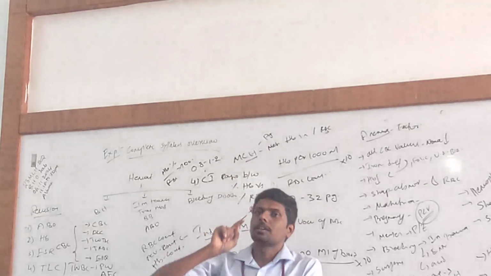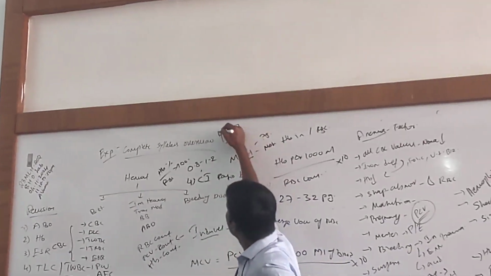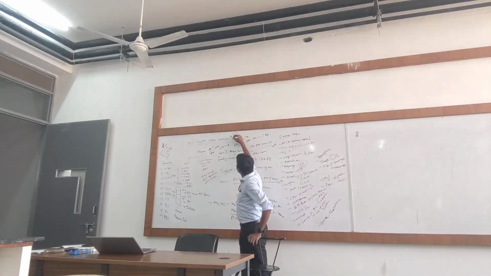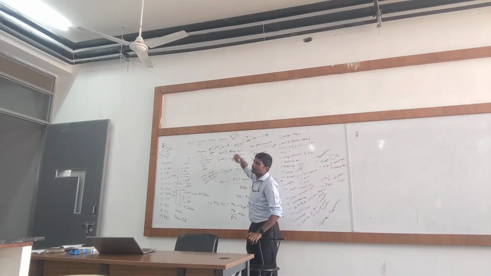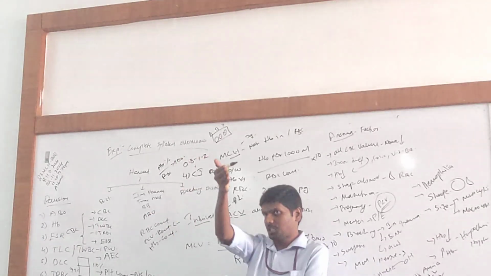Now Hawa will answer. Hawa, tell me this group, Miss Hawa. A, B, D. I got a result like this. What group is this, Miss Hawa? O positive. Everyone appreciate Hawa.